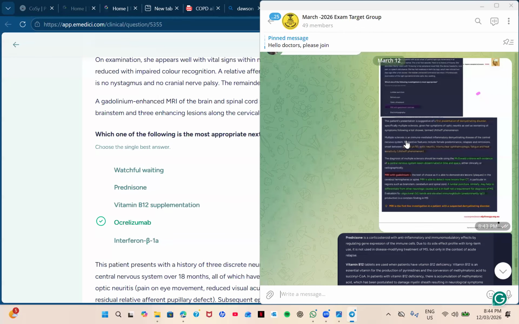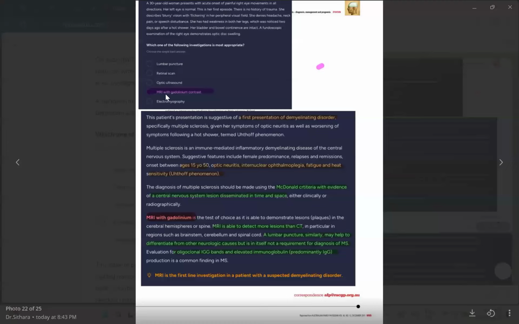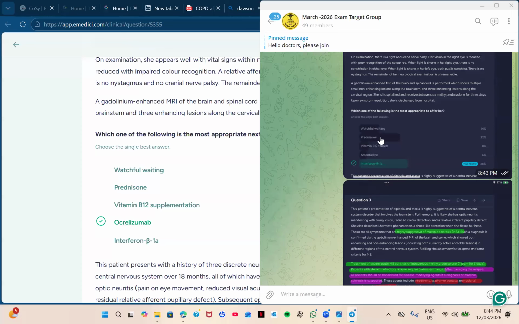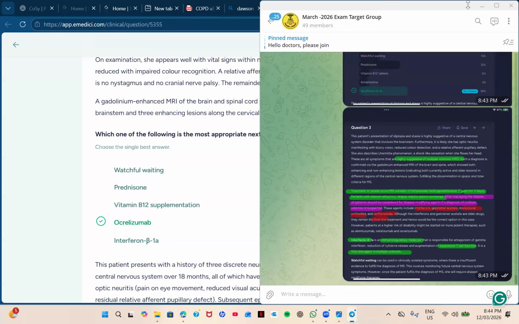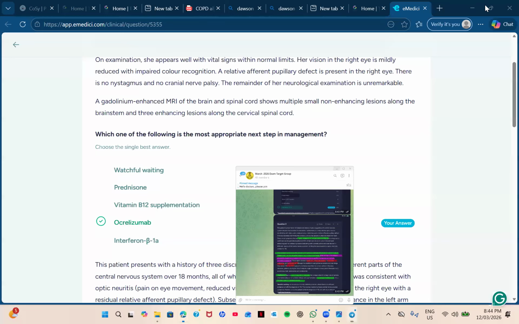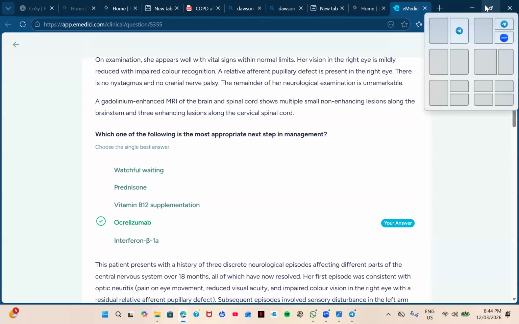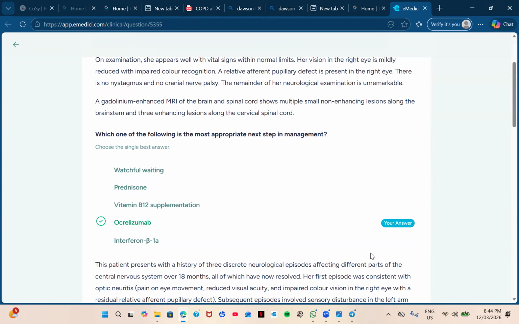And here this is the question for the MRI. Here, MRI with gadolinium. So just give it a read. But I'm going to delete this interferon question, because some doctors are not joining the live class, and if they see this one they will be confused. I don't want to make any confusion here. So I'm going to ask other questions as well.